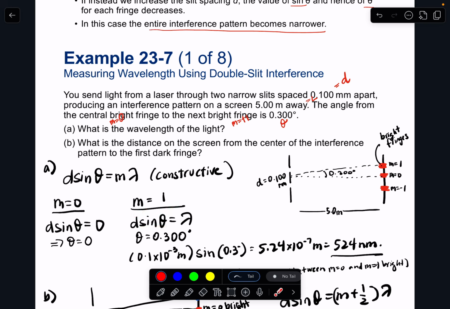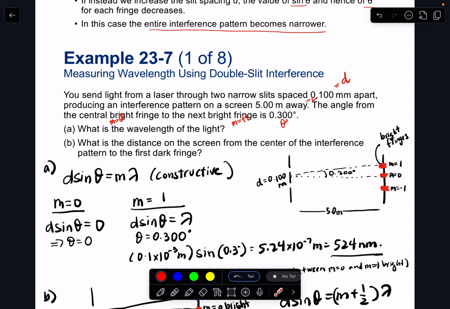for lambda quite easily. This is a schematic of what the text is explaining, okay? And the screen is 5 meters away. Here is the central bright fringe, and at this angle, 0.3 degrees, is where the m equals 1 bright fringe is, okay? So if we plug in all of our values, we find that the wavelength is 524 nanometers. So that's part A. That's lambda.